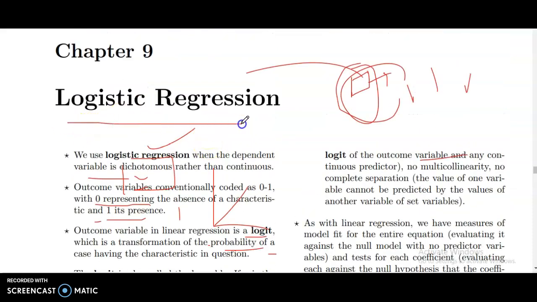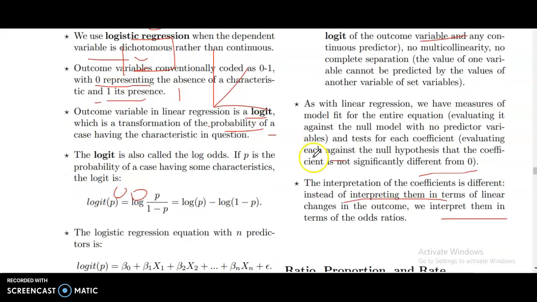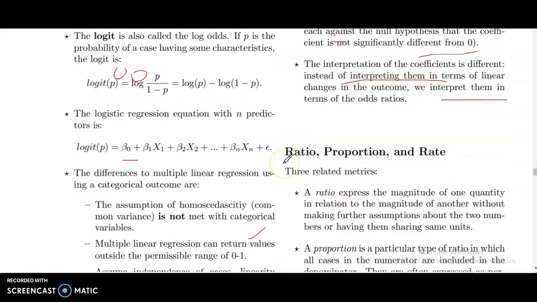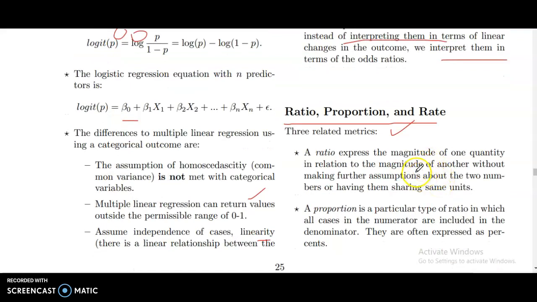Logistic regression we already have seen. Now we are going to discuss ratio, proportion and rate, three related metrics. The ratio expresses the magnitude of one quantity in relation to the magnitude of another without making further assumptions about the two numbers or having them sharing the same units.